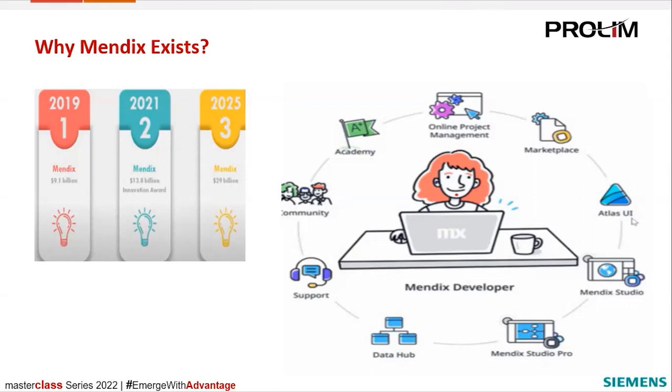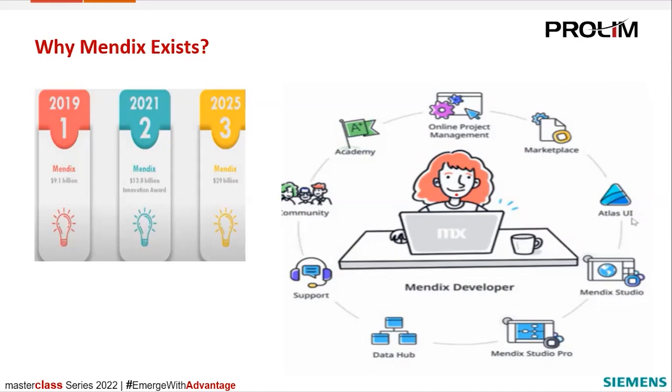Atlas UI is something like a UI interface. It provides beautiful interfaces which make your applications more attractive and innovative, with all the built-in features present inside it. That is Atlas UI. And Studio Pro is where you create the Mendix applications. It is modular, and we can create a list of applications at any time, together with other developers.